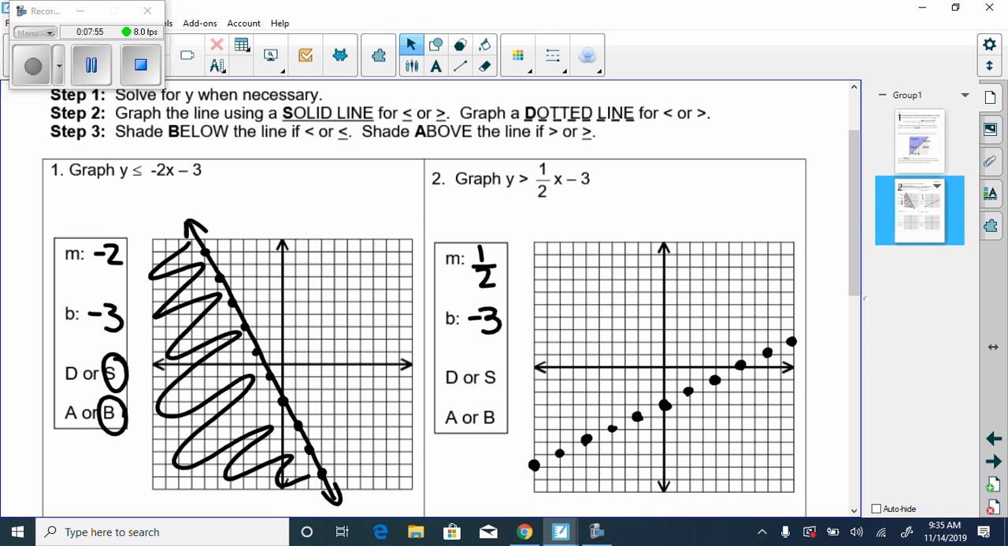Which one should it be? Dotted. Dotted, why? Right, no equal to sign. So we're going to make our line a dotted line.